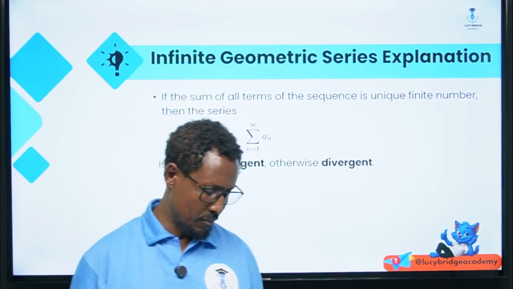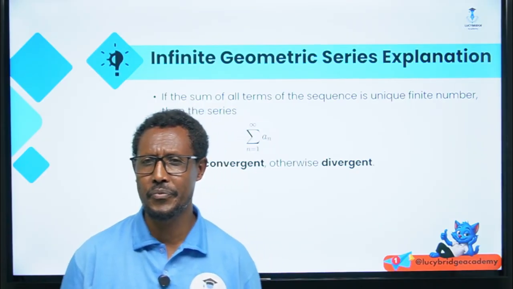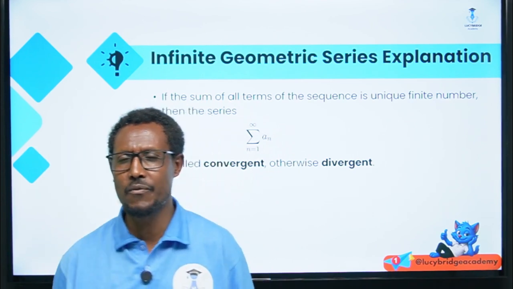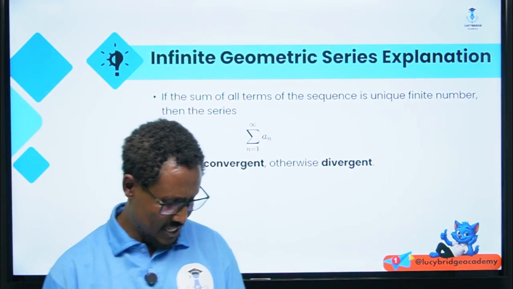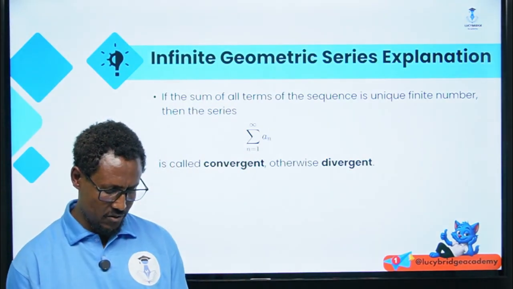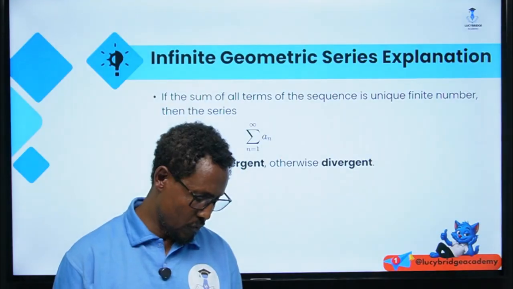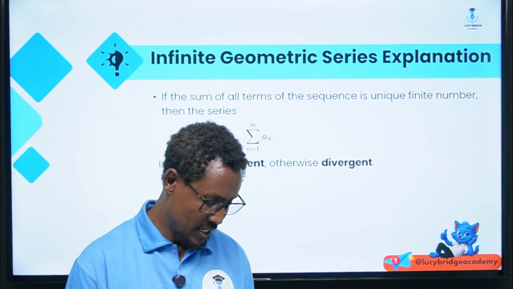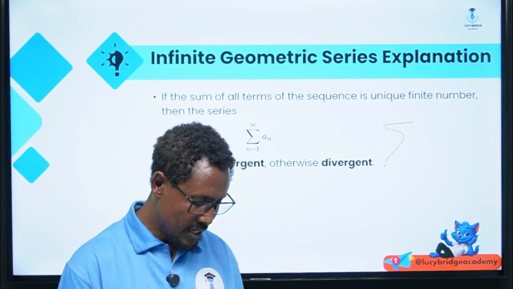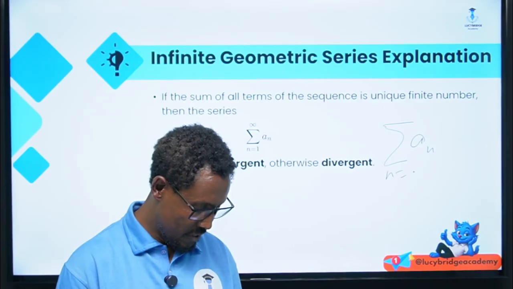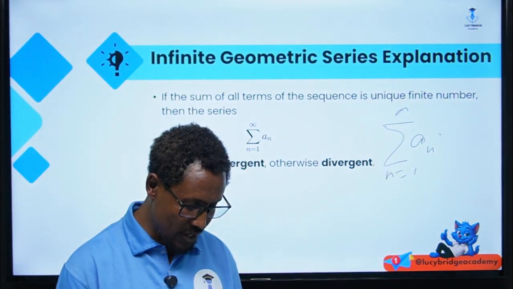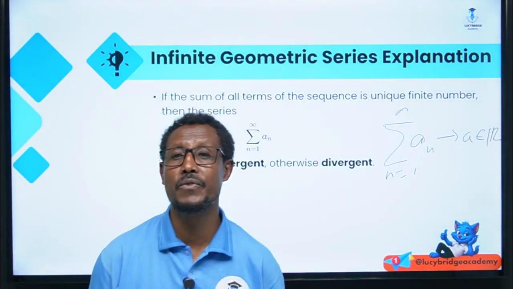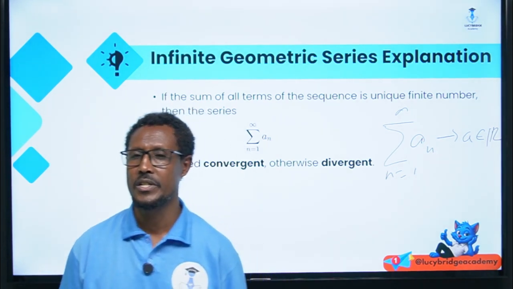Okay, if the sum of all terms of the sequence is a unique or finite number, we call the series a convergent series, all right? The series an, where n starts from 1 to infinity, converges to a unique number a, where a is an element of the real numbers. Otherwise, it is a divergent series.